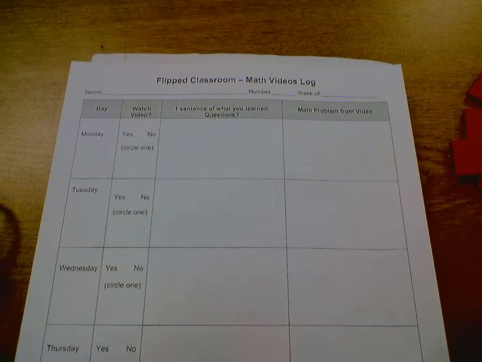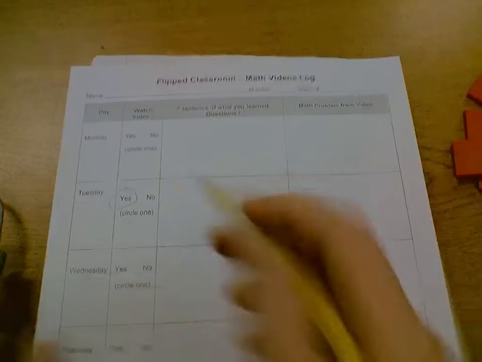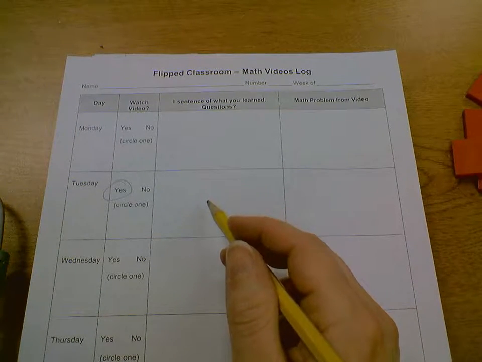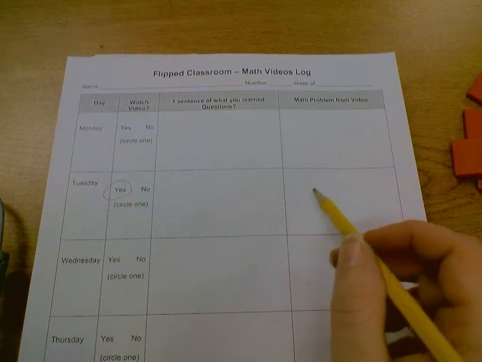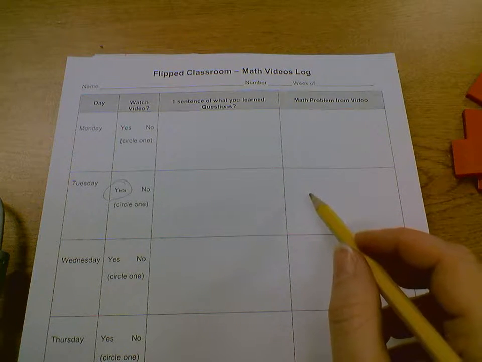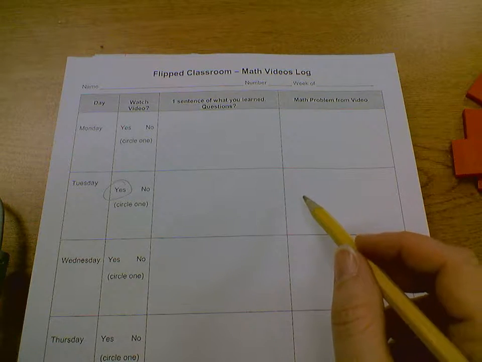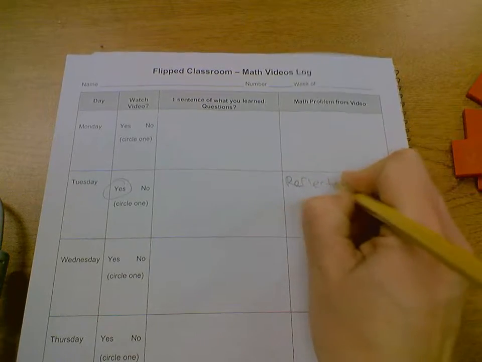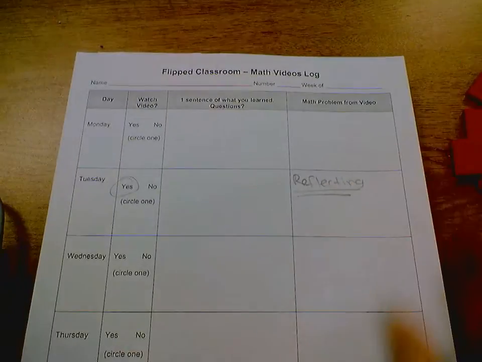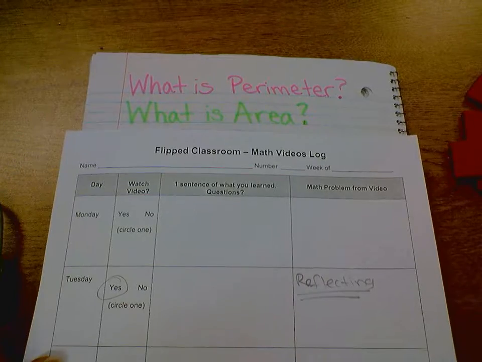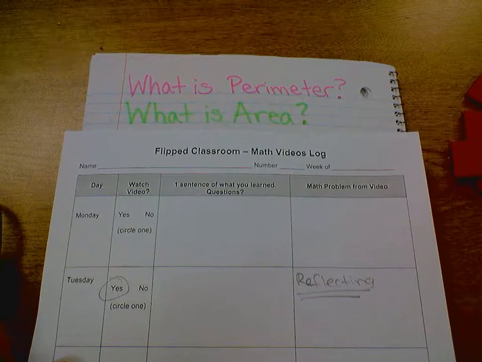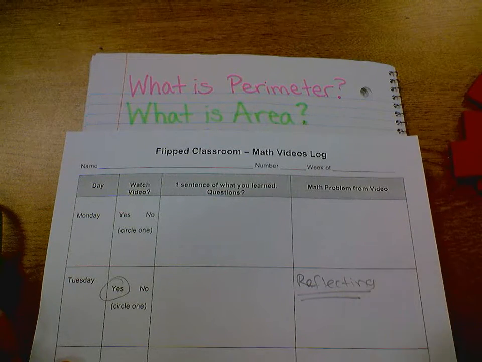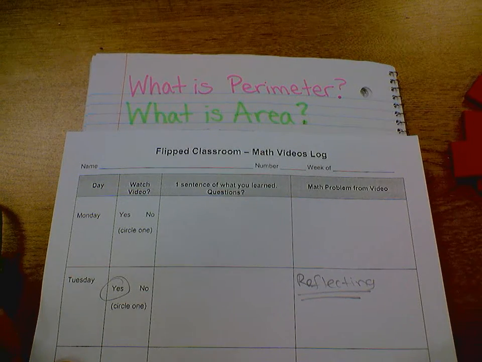On your log for tonight, since it is Tuesday, if you watch this video, of course circle yes. Write 1 sentence about what you learned and 1 sentence about what the video is about. For the math problem for the video, I'm not giving you a problem I want you to work on solving. I want you to work on reflecting. Okay? You're reflecting on those 2 essential questions. What is perimeter and what is area? And I want you to write that reflection in this box for me to read tomorrow morning. All right? I'll see you tomorrow.